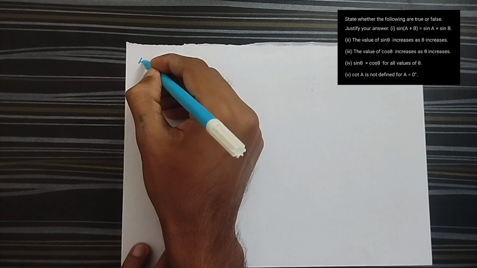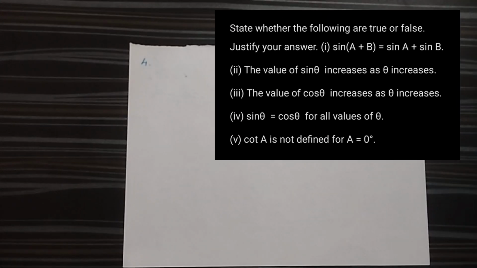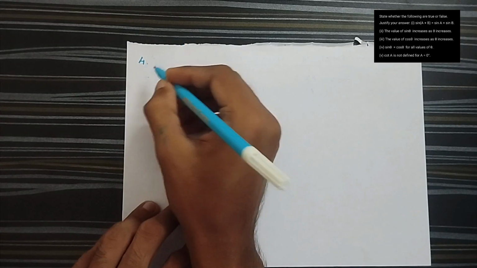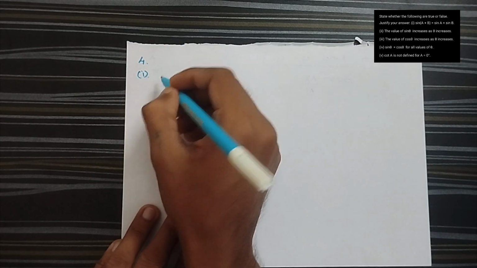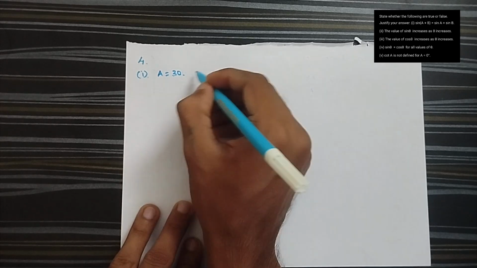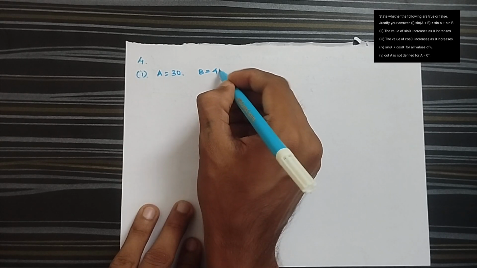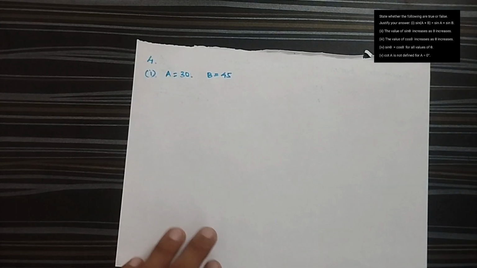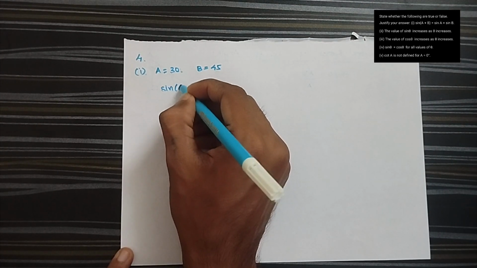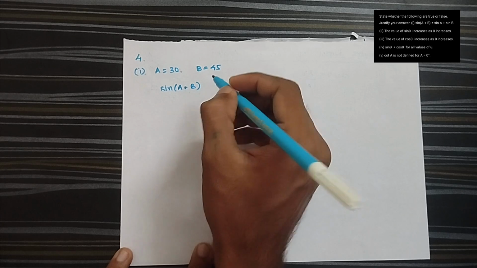Fourth question, it's a true or false question. State whether the following are true or false. Justify your answer. First sub question, sine a plus b equal to sine a plus sine b. Okay, in such type of questions you have to assume two angles a and b. So if we write a is equal to 30 and b is equal to 45, we just give some value and we have to find sine a plus b on LHS and RHS separately.